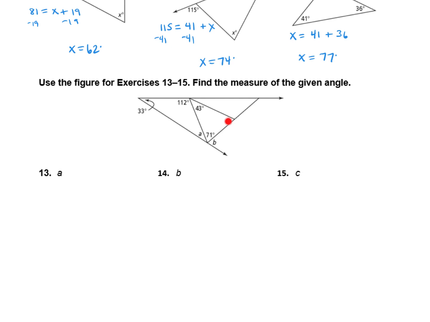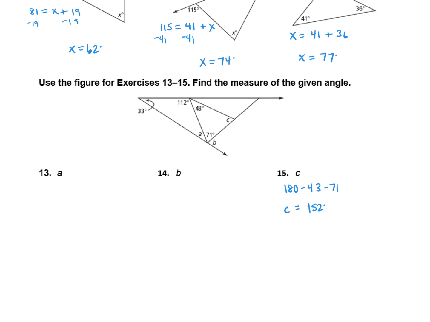So I notice angle C is inside this triangle, and we know angles 43 and 71. So remember, those angles will add up to 180 degrees. So if I have 180 and I just subtract out the 43 and the 71, that's going to leave me with angle C. So angle C is equal to 152 degrees.